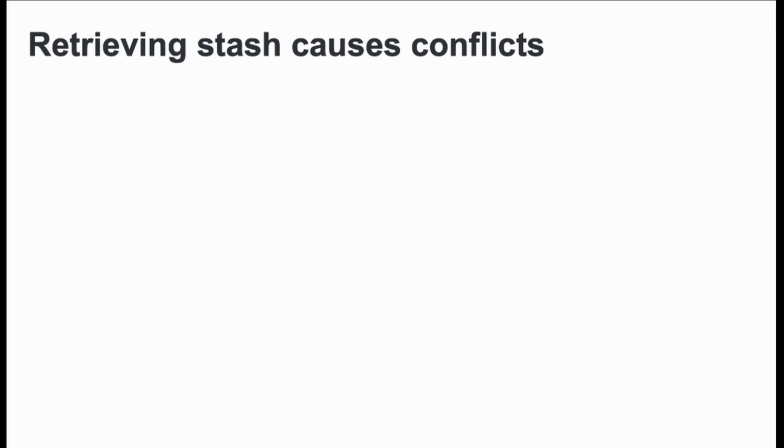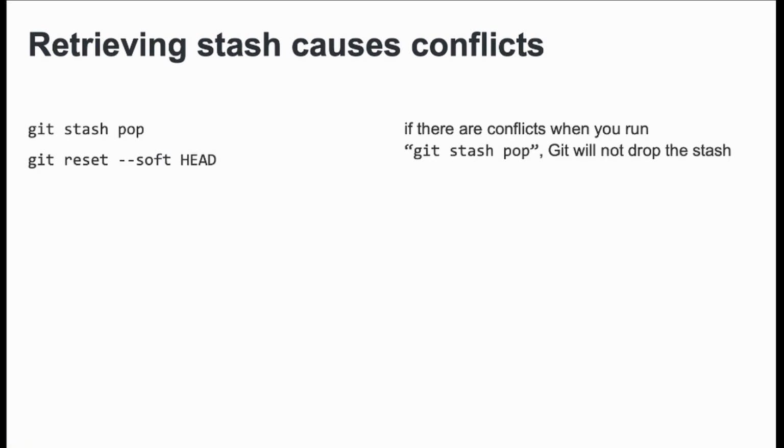When you retrieve a stash and you already pulled from main, sometimes that causes conflicts. So if you do a git stash pop, you can also then do a soft reset. And Git is very, very clever and does not drop your stash once you run into errors.